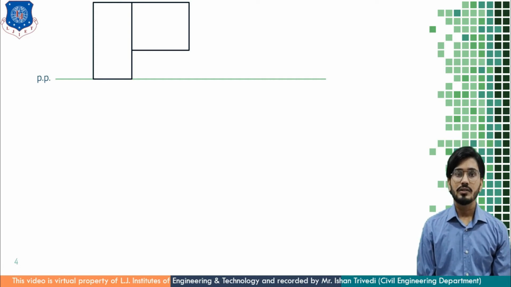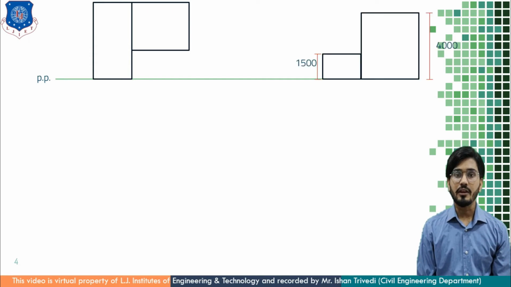As I draw this plan, for your reference, draw the elevation of the same as given in the problem statement. I have mentioned the heights of these two separate components in mm. You can just write 1.5 meter and 4 meter, that is your choice. Now I have given the names which have been given in the problem statement, A, B, C, D, E, F.